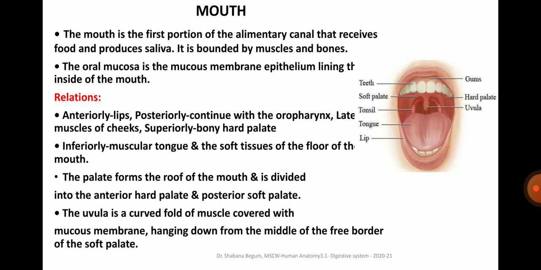The bones forming the hard palate are the maxilla and the palatine bones. The soft palate is muscular, curves downwards from the posterior end of the hard palate and blends with the walls of the pharynx at the sides. The uvula is a curved fold of muscle covered with mucous membrane which hangs down from the middle of the free border of the soft palate.